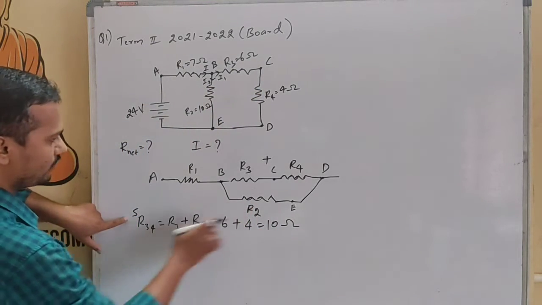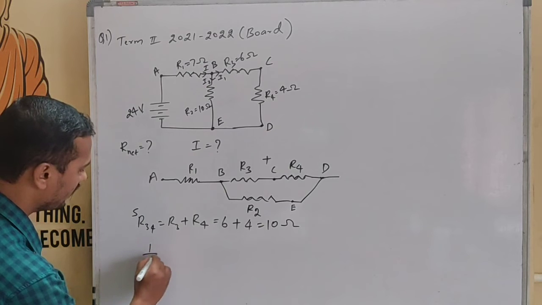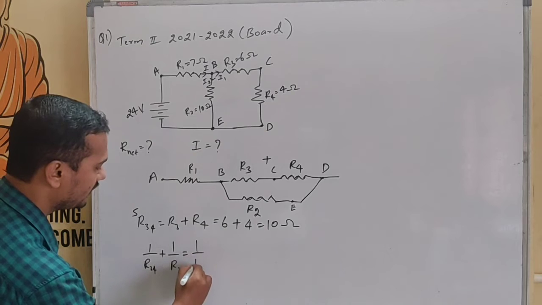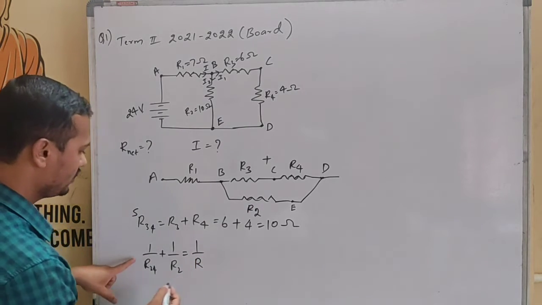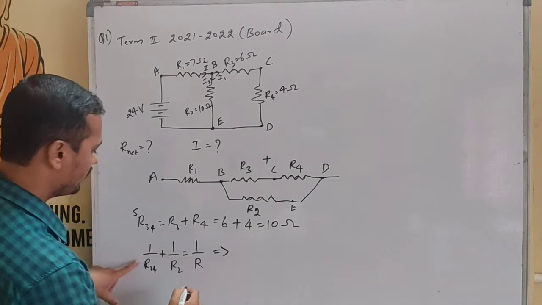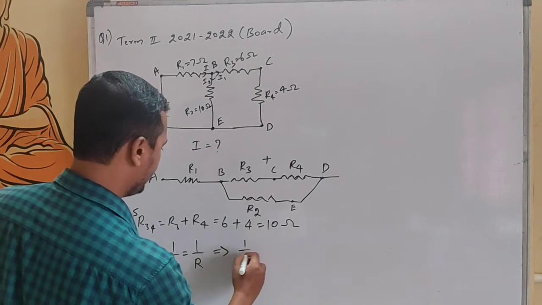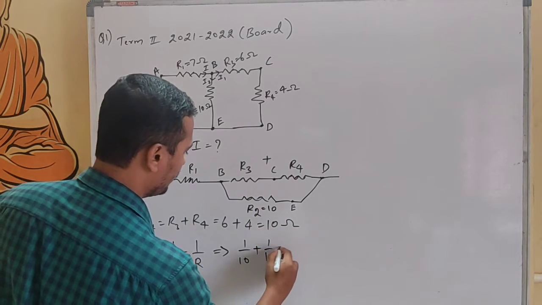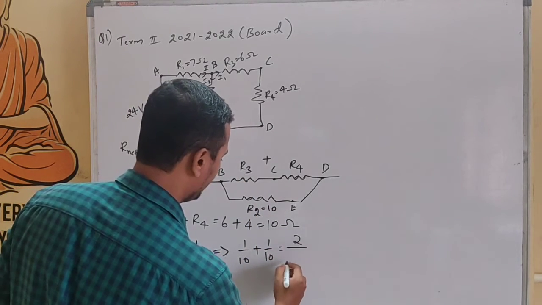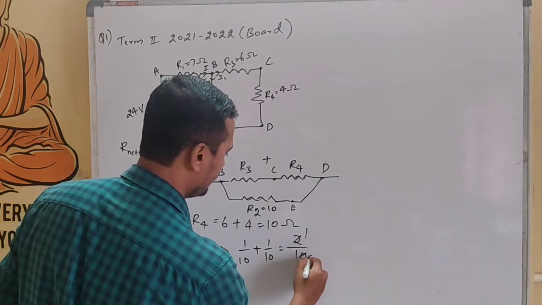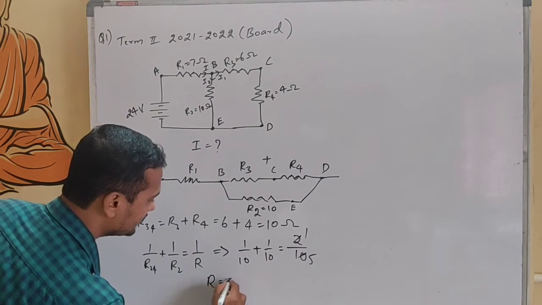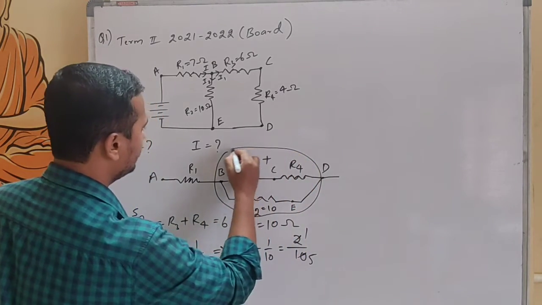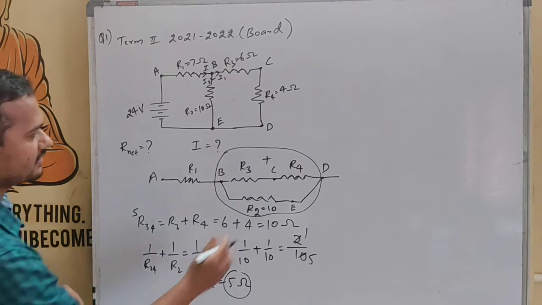Now this R34 is in parallel with R2, so we get 1 by R34 plus 1 by R2 is equal to 1 by R. Let me take it as R. If you substitute the values, we get 1 by 10 plus 1 by R2, which is 10 ohm. Here you will get 2 by 10, or you can just take it as 1 by 5. So the resistance here is 5 ohm. What is this 5 ohm? 5 ohm is the net resistance of this part here.